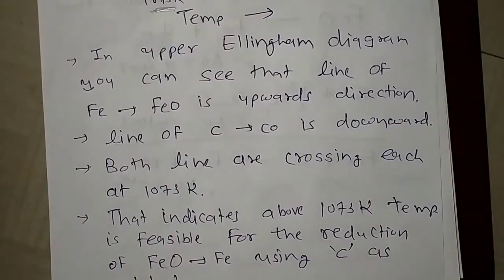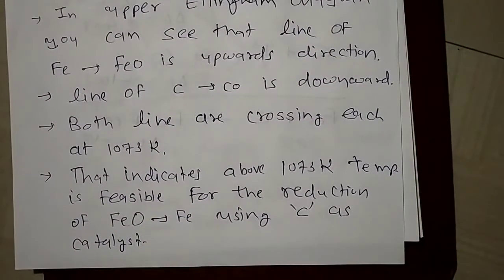You can see in the upper Ellingham diagram that the line of Fe to FeO is in the upward direction, and the line of carbon to carbon monoxide is in the downward direction. Both lines cross each other at 1073 Kelvin. That indicates that above 1073 Kelvin, the reduction of FeO to Fe using carbon as reducing agent is feasible.